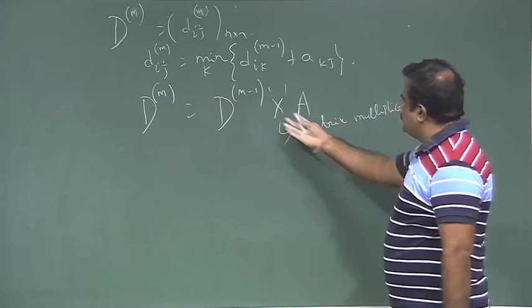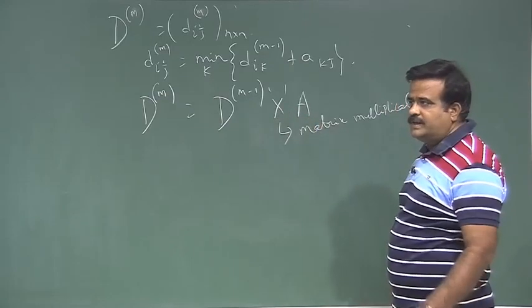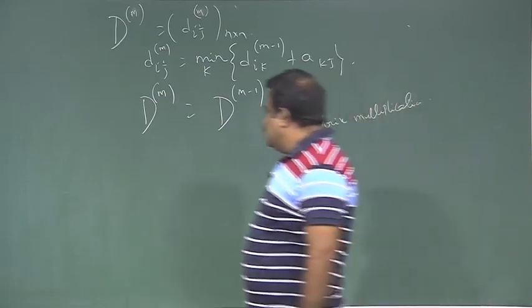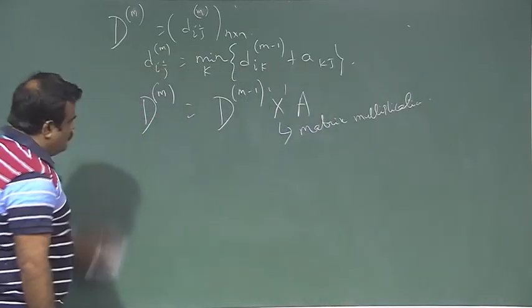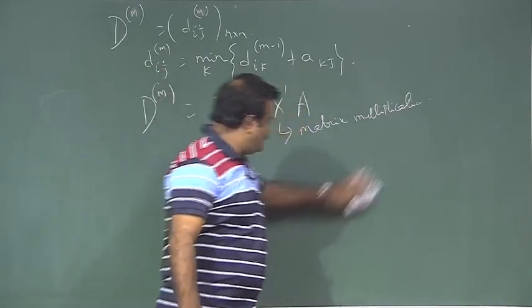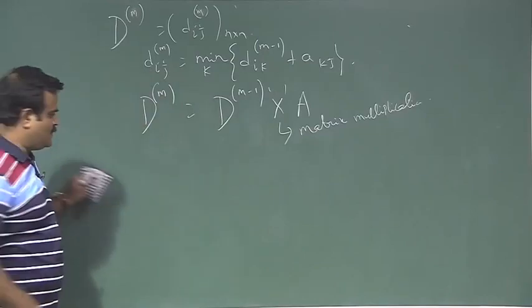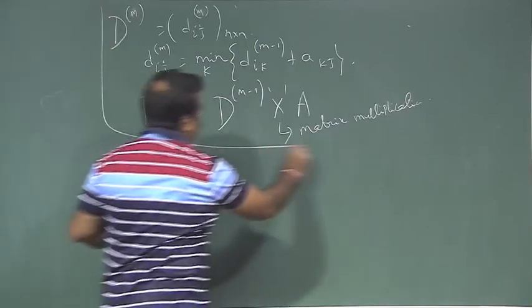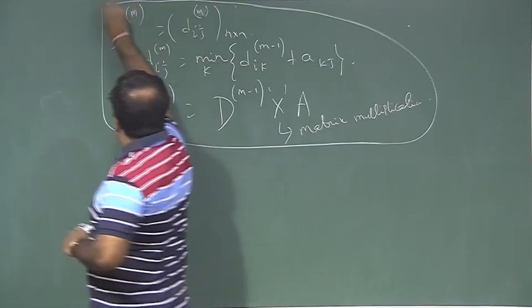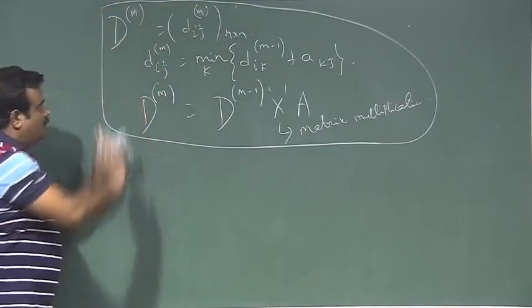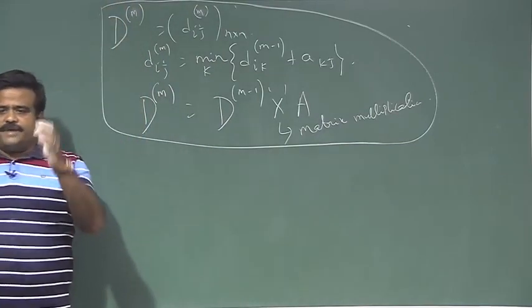So, how to define this multiplication? How to define this? What is the operation? For that, let us go back to what we mean by matrix multiplication of two real matrices. So, just concentrate on matrix multiplication.